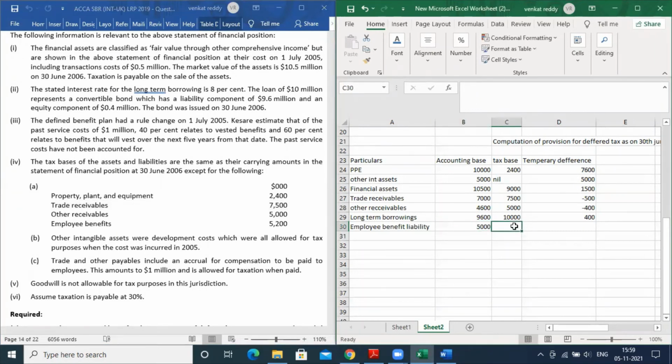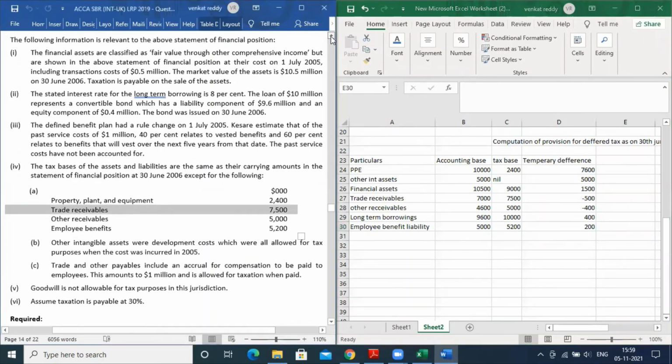And as per tax base, it is 5,200. So again, there is a taxable temporary difference of 200. This is about employee benefit liability. Next.